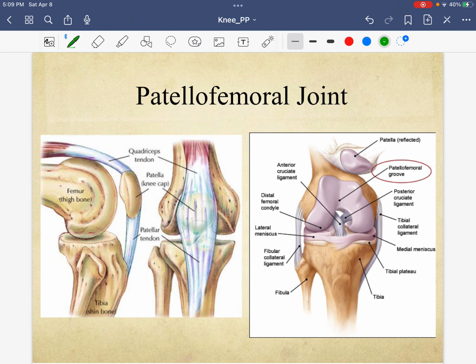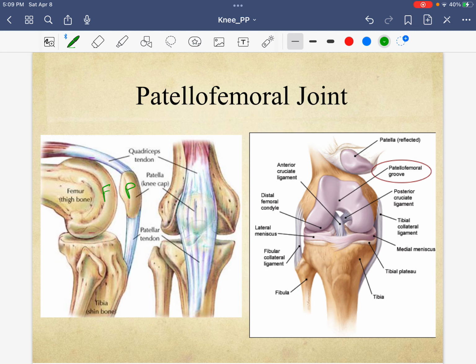Alrighty. I want to keep on going for a little bit here. So now we're going to move into the patellofemoral joint. We were previously talking all about the tibiofemoral. Now let's talk about the patellofemoral. As the name suggests, this is formed by the patella and the femur. Patella, femur.